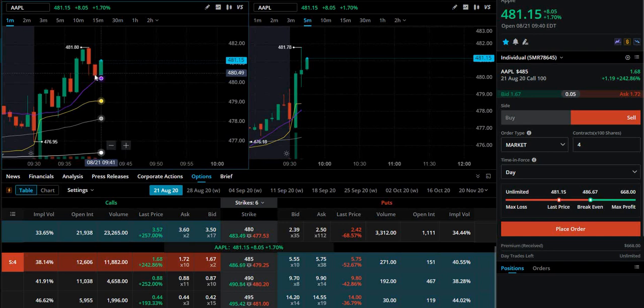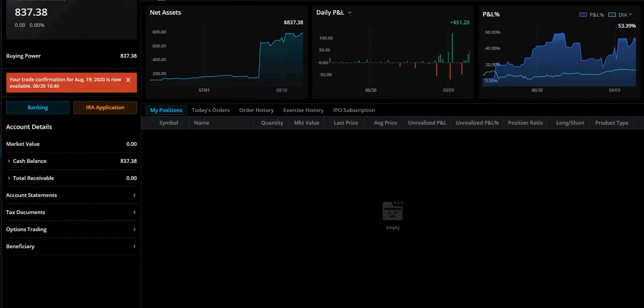Right here, I got in right as this candle opened and turned green. And just for a little push up, the scalp. Four contracts, it was a 485 call. And I am out. Let's see what my profit is. $51.20. So it's another good day.